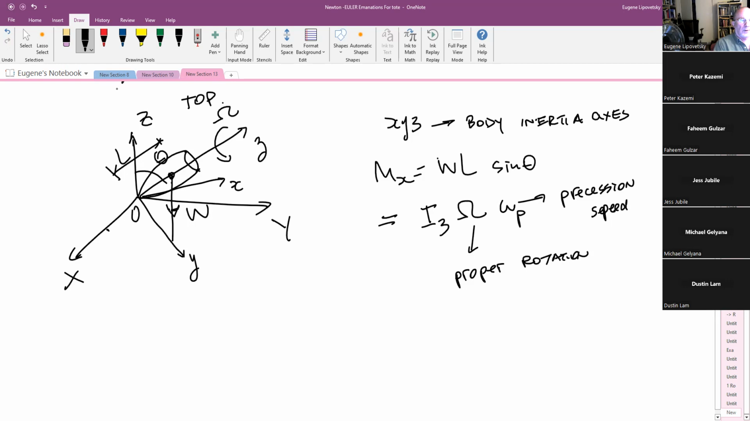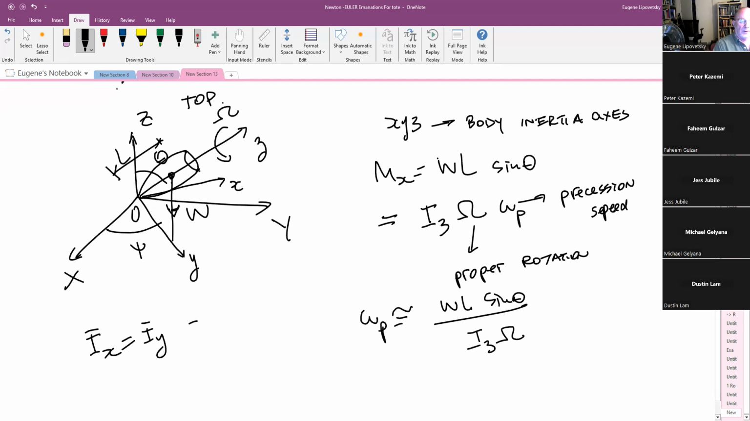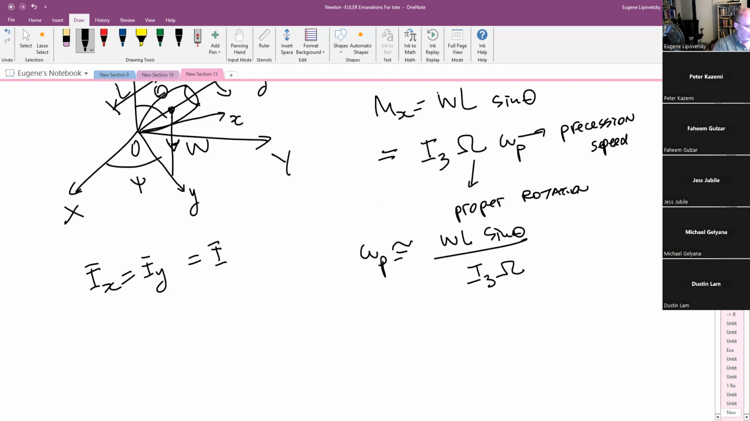This is the angle psi, precession angle. So the omega precession equals to approximately WL sine theta over I sub Z times omega. Now the I sub X equals to I sub Y equals to I, right? So the body is spinning about fixed point O.